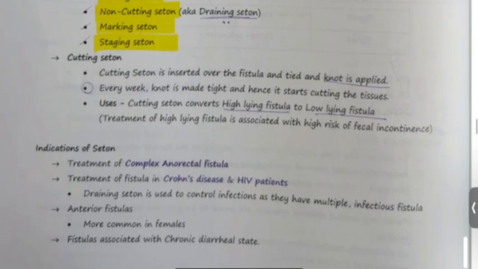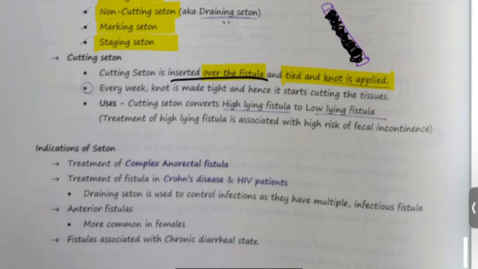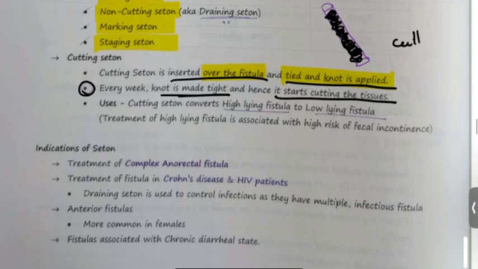What is a cutting seton? A cutting seton is inserted over the fistula and tied and a knot is applied. So basically if the fistula tract is like this, this seton is inserted inside the fistula. This is nothing but a thread-like thing. It is inserted through the fistula, and then this is tied and a knot is applied. Every week this knot is made tight, and hence it starts cutting the tissues. Hence this is called a cutting seton.